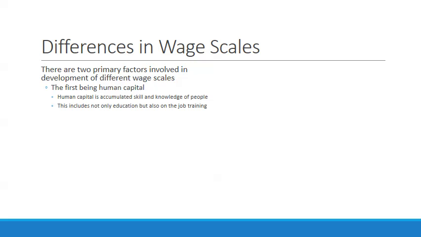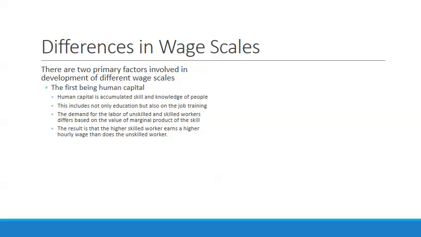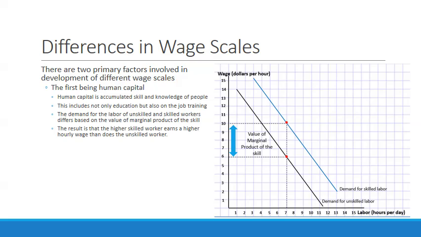So when you're looking at what you're doing, you have to understand that businesses look at you from the standpoint of how valuable are you going to be to them. So the demand for the labor of unskilled and skilled workers differs based on the value of marginal product of the skill. For each new skill, how much more valuable does that worker become? So the result is that the higher skilled worker earns a higher hourly wage than does the unskilled worker. And you can see it, of course, when we looked at the graph. It's very, very clear that the more skills you have as a laborer, the more valuable you become to the firm, and thus the more you get paid in terms of your wages.